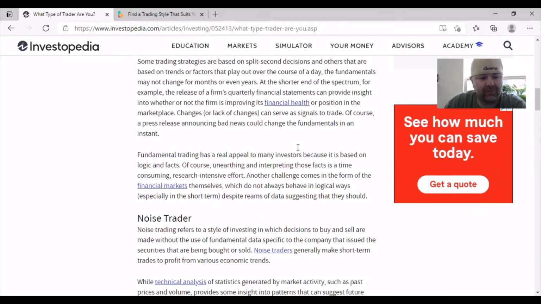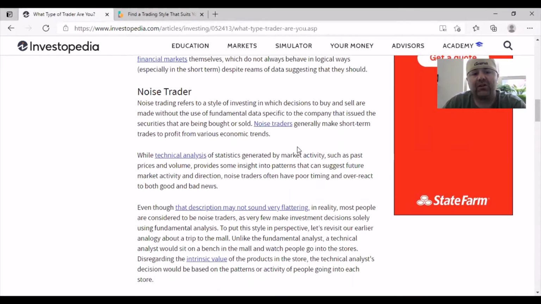So moving on, we talk about a noise trader, right? Noise trader refers to a style of investing in which decisions to buy and sell are made without the use of fundamental data specifics. So they're more trend setting, and not so much meme-type trends, but these guys are looking at more technicals, charts, and things like that. MVIS is a great example, right? Fundamentally, MVIS should trade nowhere near the dollar amount that it's trading at currently, but their charts suggest that they have resistance and support zones at different levels.